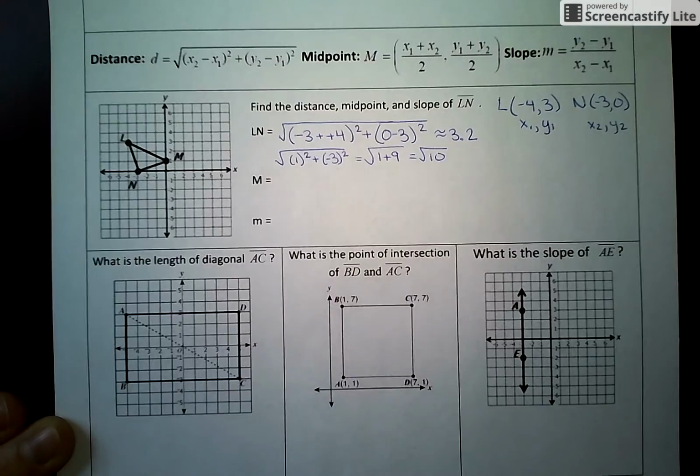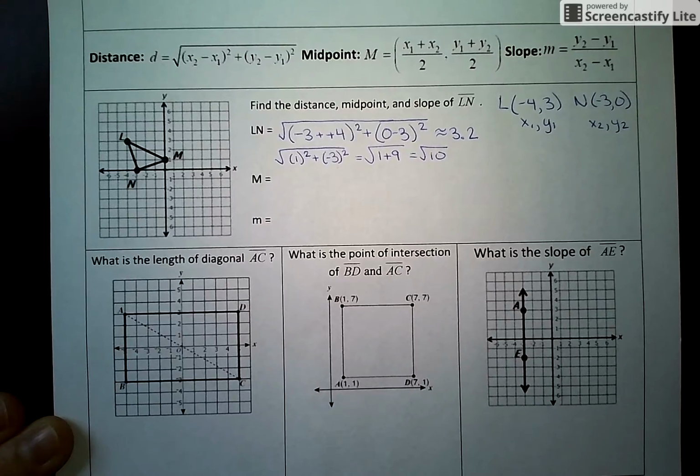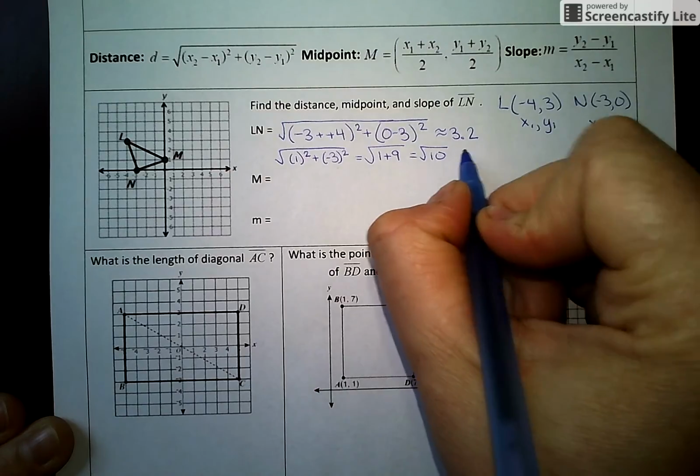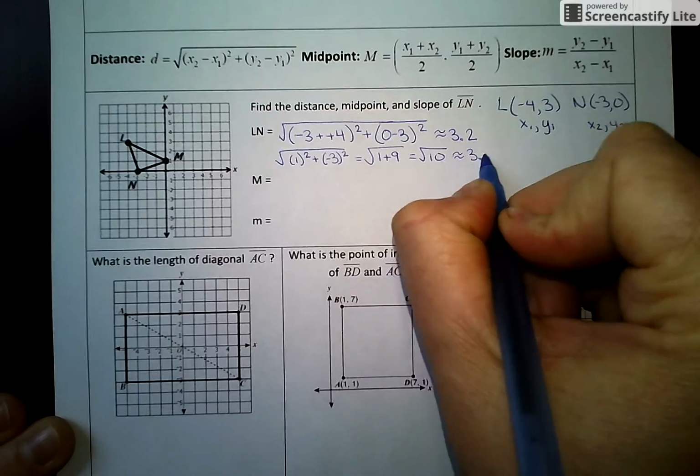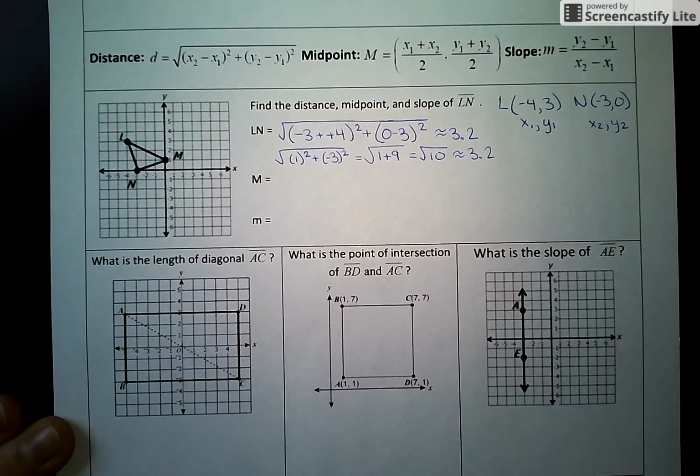Using my calculator again, I can find the square root of 10. And we have a match. You can decide which way you like to work it best. Next, let's try the midpoint.